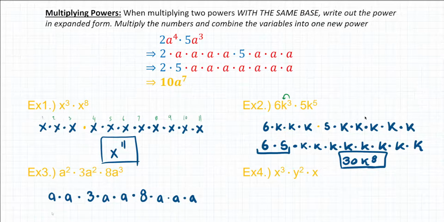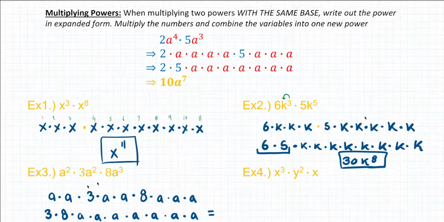Then I'll reorder them, put the numbers next to each other, so 3 times 8. Put the letters next to each other. There's 1, 2, 3, 4, 5, 6, 7 a's. 7 a's. Perfect. And then recombine. What's 3 times 8? Hopefully you said 24. If not, go get a calculator. Okay. And then 1, 2, 3, 4, 5, 6. Did I count that right? Yep, 7. 7 a's. So a to the 7th power.